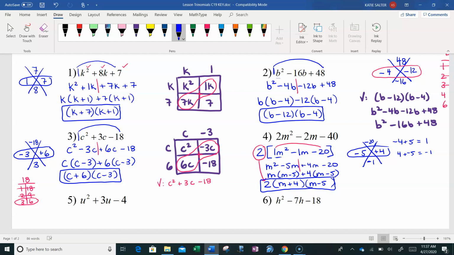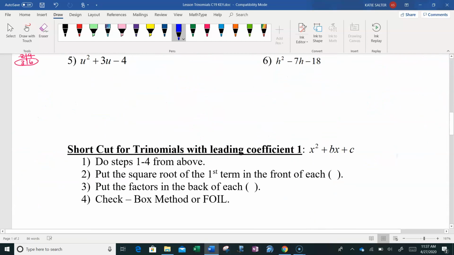However, tomorrow we're going to do trinomials that have coefficients other than 1, so you will have to do this work. So if it's hard for you to remember, like, can I shortcut this one, can I not? You can always do it the way I've done the first 5 problems on this page. Here's the shortcut steps down here.